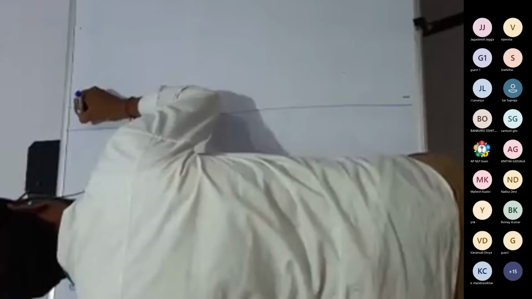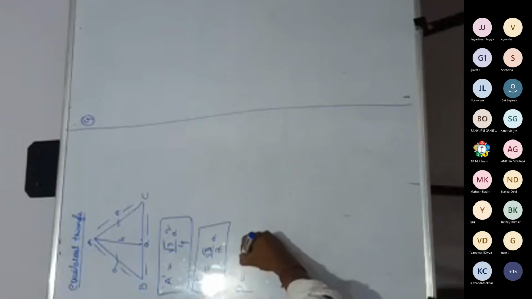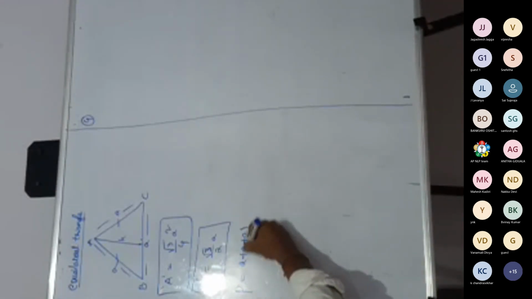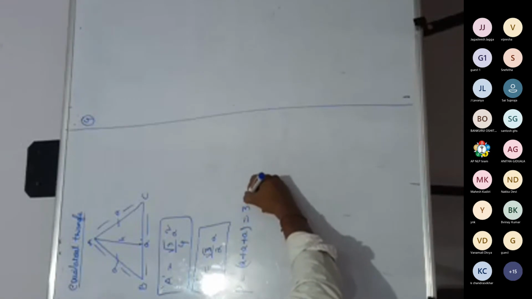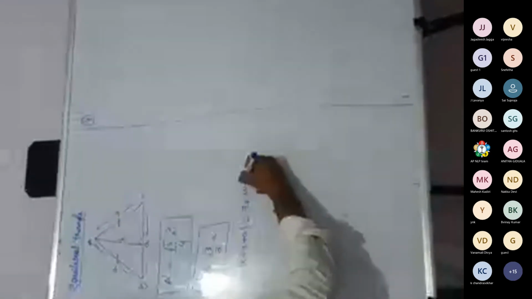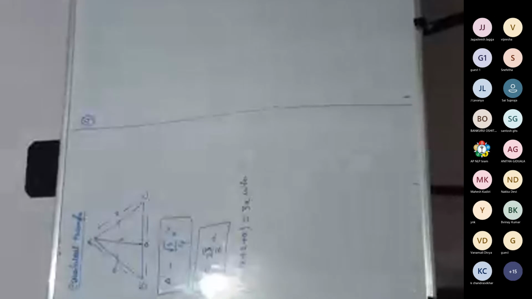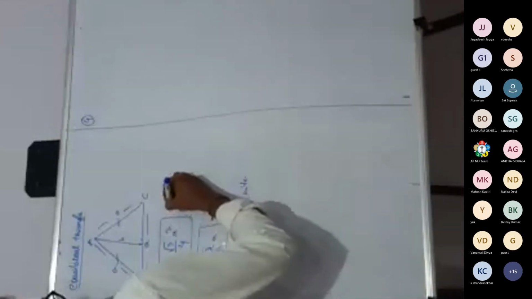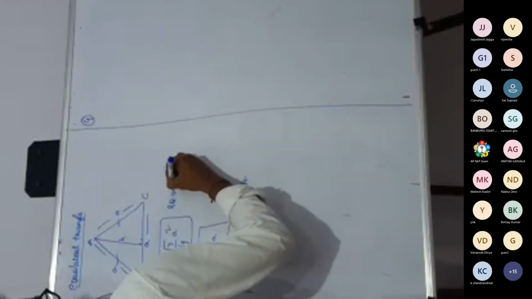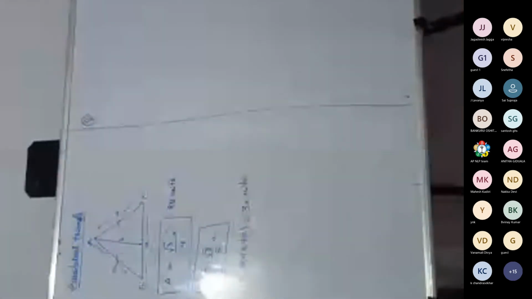Next, the fourth one. What is the perimeter here? Perimeter is a plus a plus a, that is 3a units, either in centimeters or meters. What are the area units? Square units.